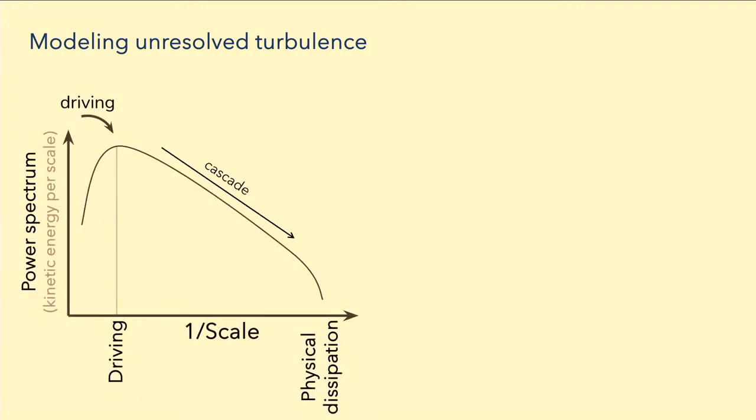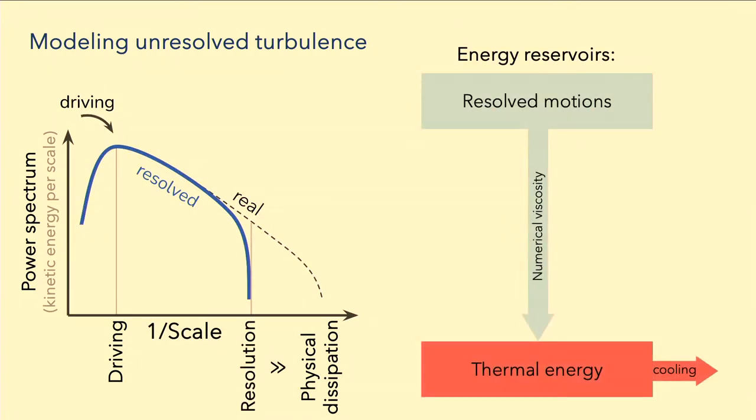To understand the general approach to this, we can think of turbulence in terms of the power spectrum. That is, how much kinetic energy is contained in different scales. This energy is injected on some large scale, and then it propagates down to smaller and smaller scales until viscosity becomes important and kinetic energy is dissipated on the physical dissipation scales. But in galaxy simulations, these scales are many, many orders of magnitude smaller than what we can realistically resolve. So what happens in reality in simulations is that kinetic energy is dissipated at the resolution scale. If we think of this in terms of energy reservoirs, then this resolved kinetic energy is converted directly into thermal energy at the resolution scale by artificial, numerical viscosity.